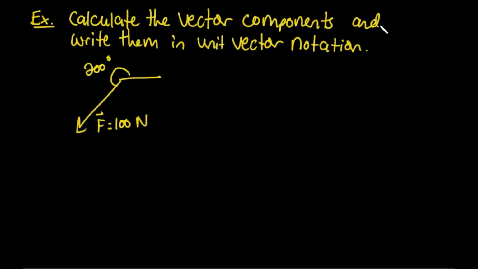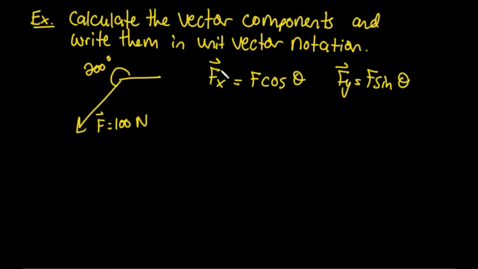Like that. Now, here's another example. This time, we have a vector that has been given to us with a direction. It's not on a graph. We don't have the vector components. We've been given the total vector. So we need to actually calculate the vector components and then write them in unit vector notation. If we recall, our formulas for Fx or Vx would be F cosine theta, and then Fy would be F sine theta. Those are for our vector components.